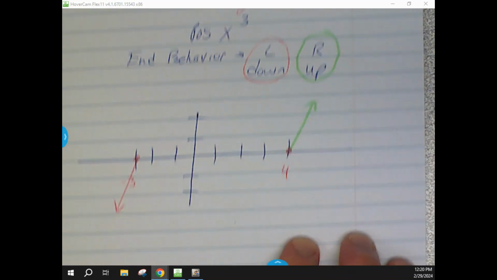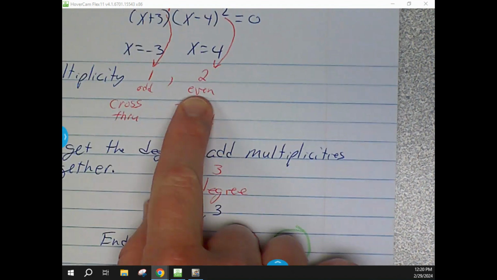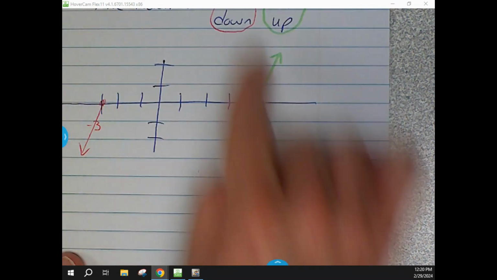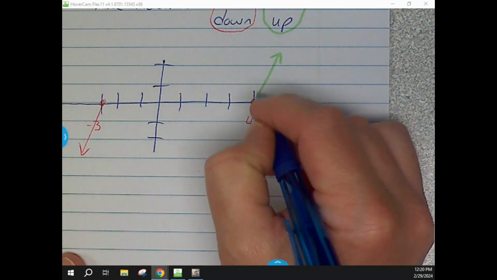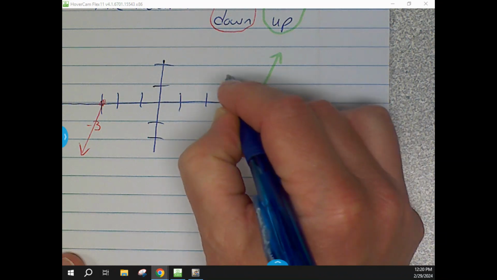Okay, and here's where we get to use this part back up here. So at x equals 4, this thing was even. We said the graph is going to turn around when it gets there. So for this graph, it does not cross through. It has to turn around and bounce. So now it's going to turn and go something like this.